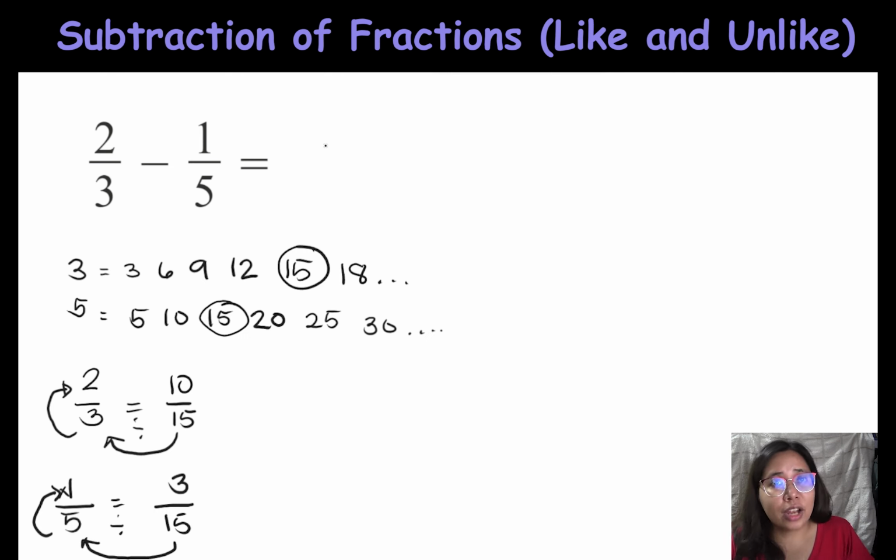So, dahil like fractions na sila, we will just copy the denominator. Okay. And then, okay, 10 minus 3. Yun na lang yung ating isosolve, yung numerators natin. No? So, 10 minus 3 is 7. Okay. So, ang final answer natin, 2/3 minus 1/5 is equivalent to 7 over 15.